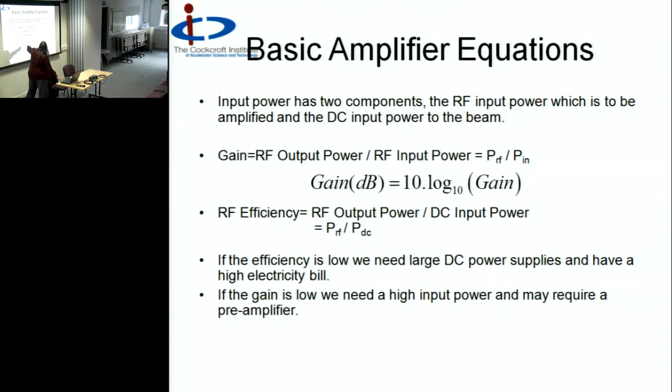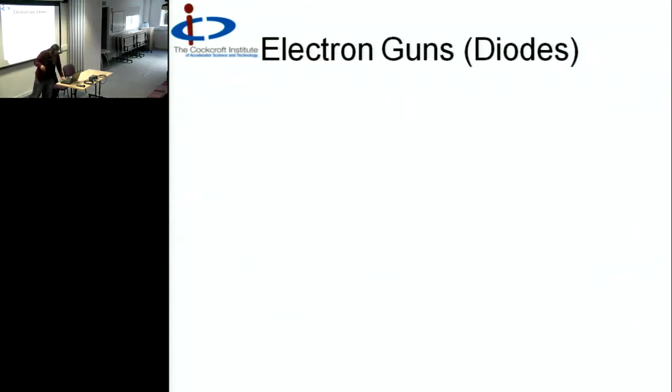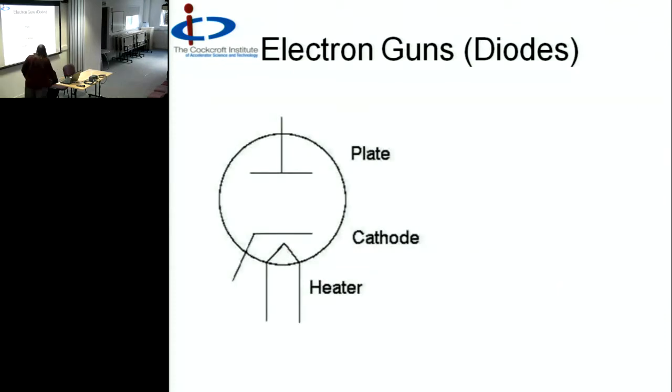There's your gain. Often we do gain in dB rather than linear scale. I'll talk about dB quite a lot. To convert between linear gain and log gain, it's just 10 times the logarithm to the base 10 of the gain. So 10 dB is a factor of 10, 20 dB is a factor of 100, 30 dB is 1,000, and so on.